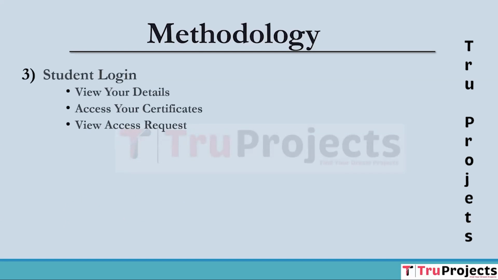Student login. The student login module is focused on providing students with secure access to their academic records and facilitating the sharing of their credentials. Here we have the submodules, which are View Your Details, which means students can log into the application and view their personal details and academic records that are stored in the system. This provides them with an overview of their own information.